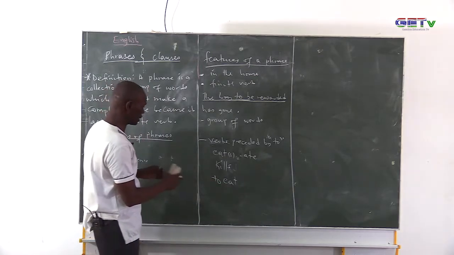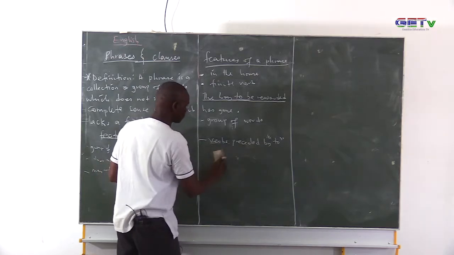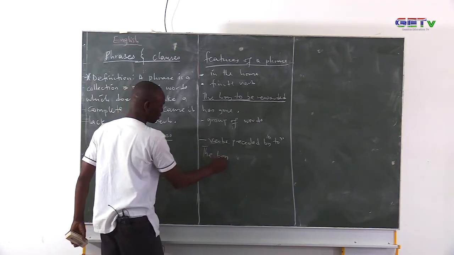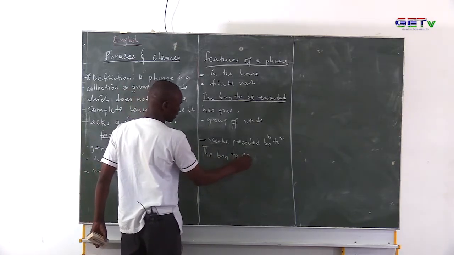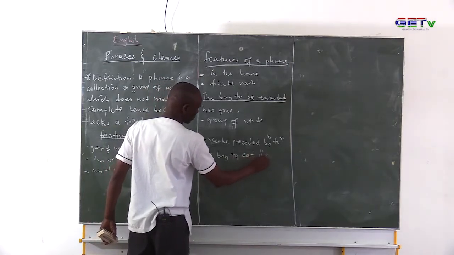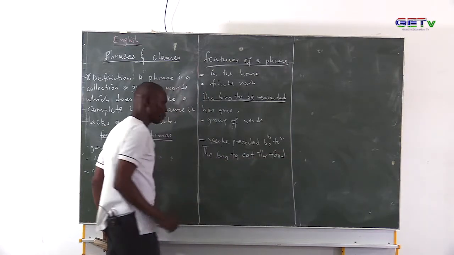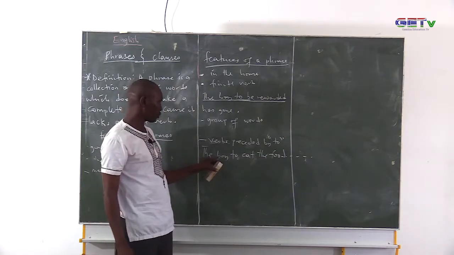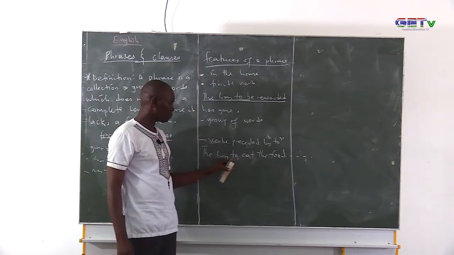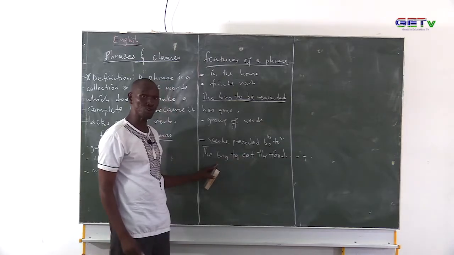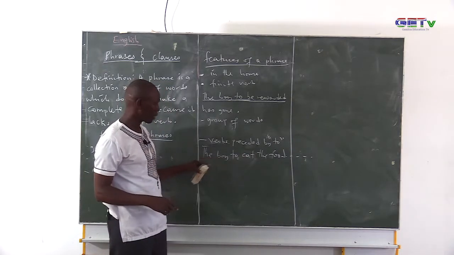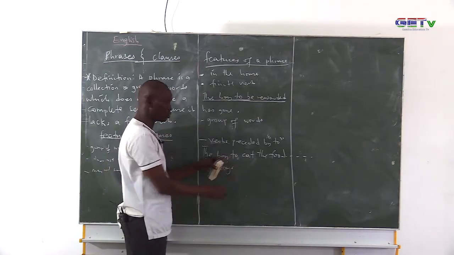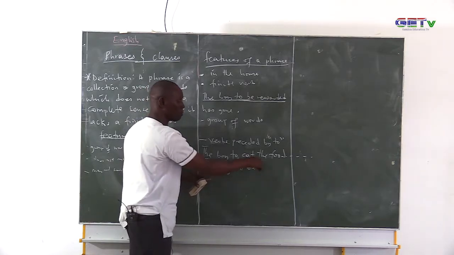Let's look at it this way. Assuming we have an example like, for instance, if I say, the boy to eat the food. For instance, assuming we have this, the boy to eat the food. Now, when you look at this, we have a subject here, boy, and we have the verb, eat. But now we have to before this verb. The subject is already singular. Now, if you change this to plural, we have the boys, you get the point, and this verb will not change.